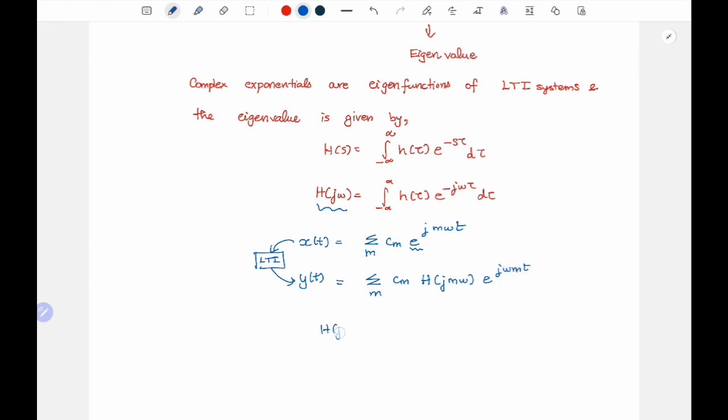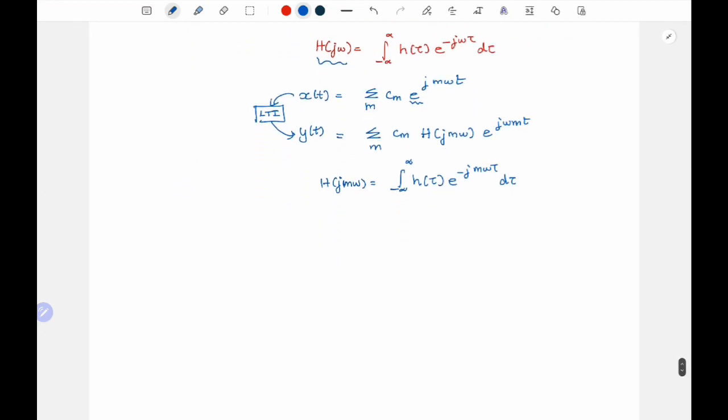And what will this H(jmω) be? It will be the integral from minus infinity to infinity of h(τ) e^{-jmωτ} dτ. So now you can appreciate the entire fact, correct? It is sufficient for us to know this eigenvalue for each of these complex exponentials, and x(t) in terms of the complex exponentials. Then we can easily obtain the output.